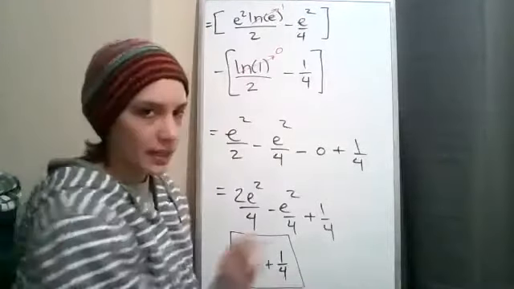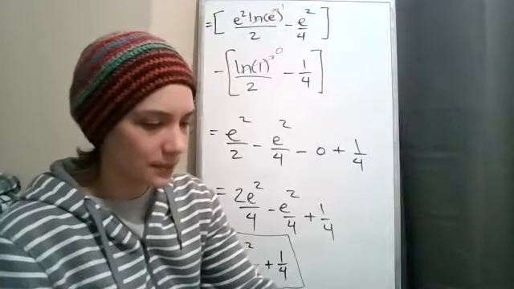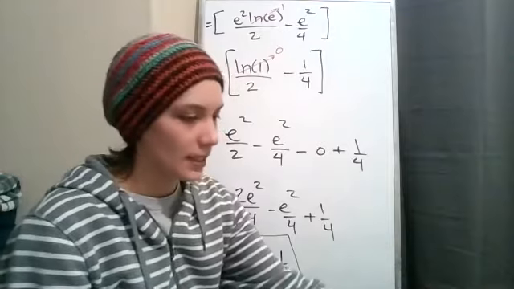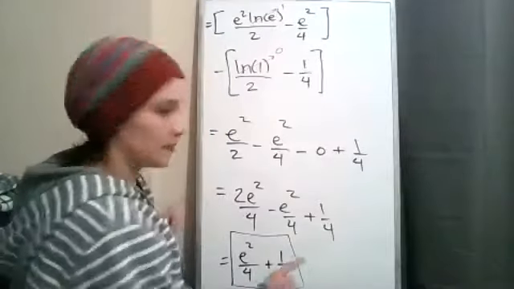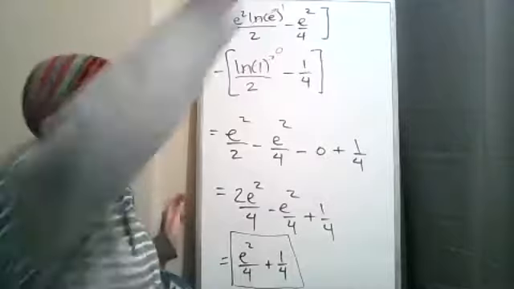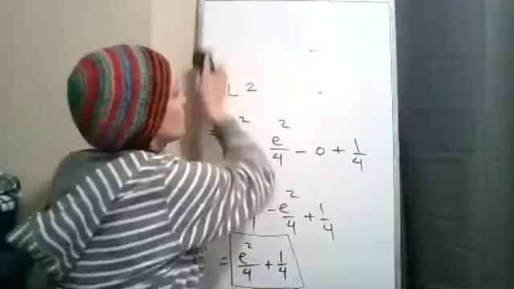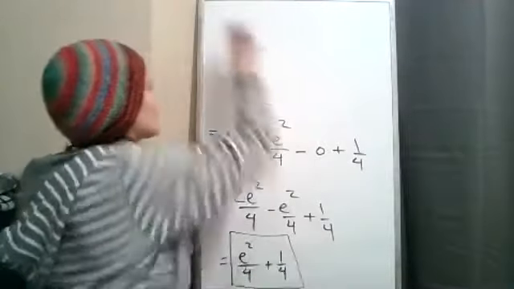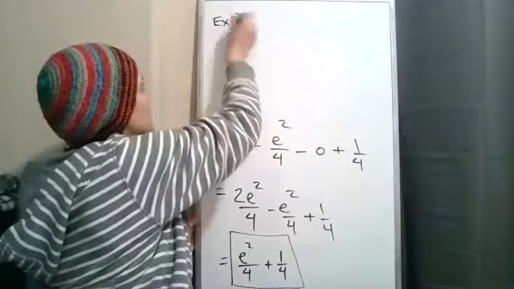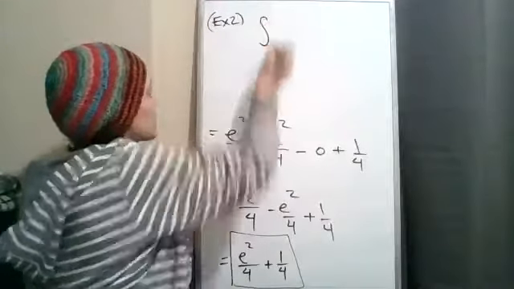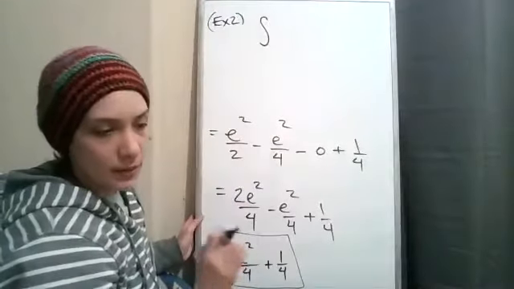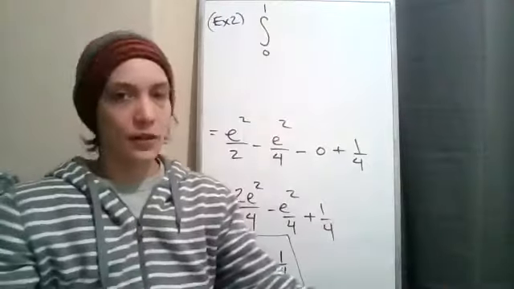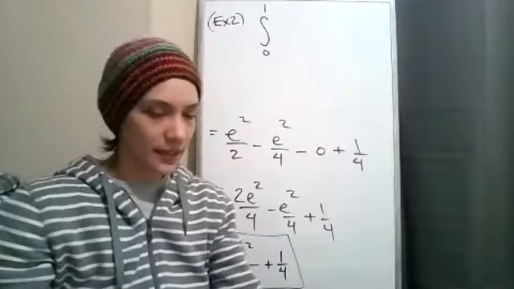One more example kind of like this, where we do a definite integral. Okay, this one. We're going to integrate from 0 to 1 of y over e to the 2y dy.